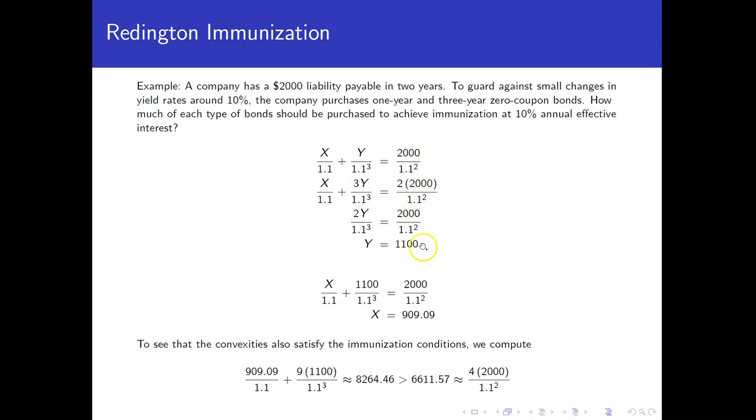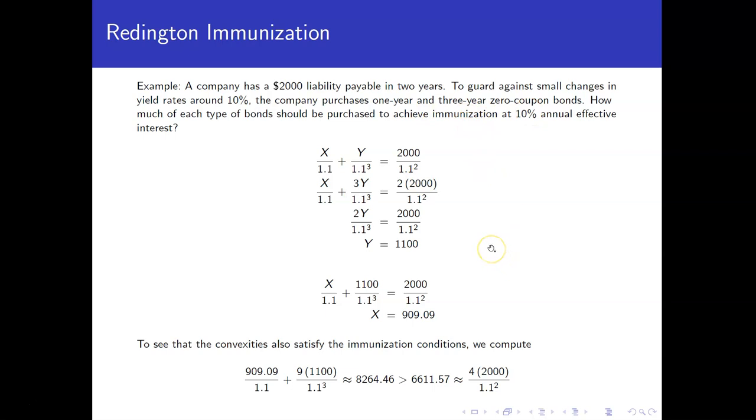Subtract the two equations to get 2y over 1.1 cubed equals 2,000 over 1.1 squared. Solve for y, you get 1,100. Plug that into either of the equations. I chose to plug it into the first. You get 909.09 for x. Now notice we didn't use the convexity piece. The reason why we didn't use the convexity piece is that you can actually show that if you've got a single cash liability being met by single cash flows, one below and one above, you're always going to achieve immunization.